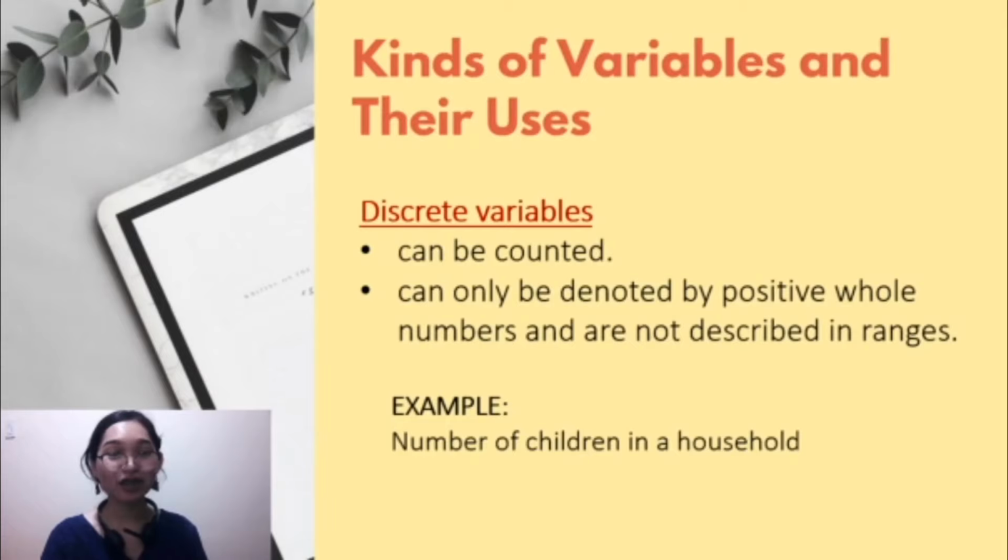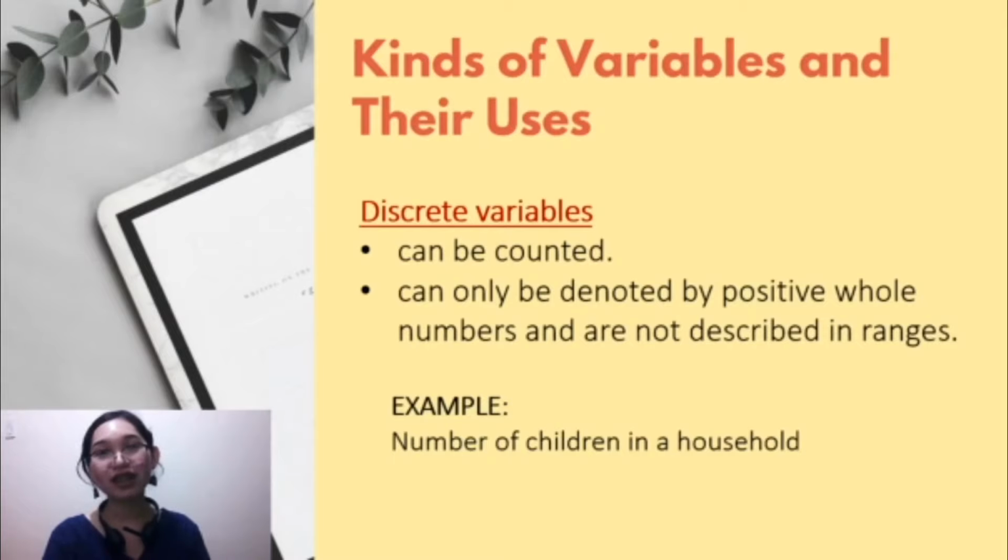First is the discrete variable. It can be counted, na bibilang, can only be denoted by positive whole numbers, and are not described in ranges. Please take note that when we are talking about discrete variables, we have a positive whole numbers. Example is the number of children in a household.